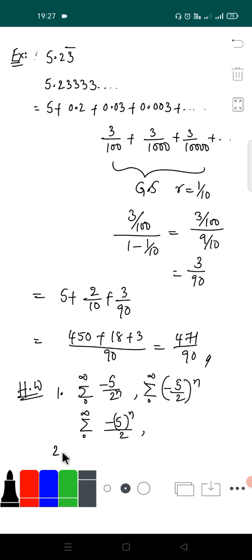And now express 5.27 bar in the form of p by q, and 5.312 where the bar is for 1 2. Express these two in the p by q form.